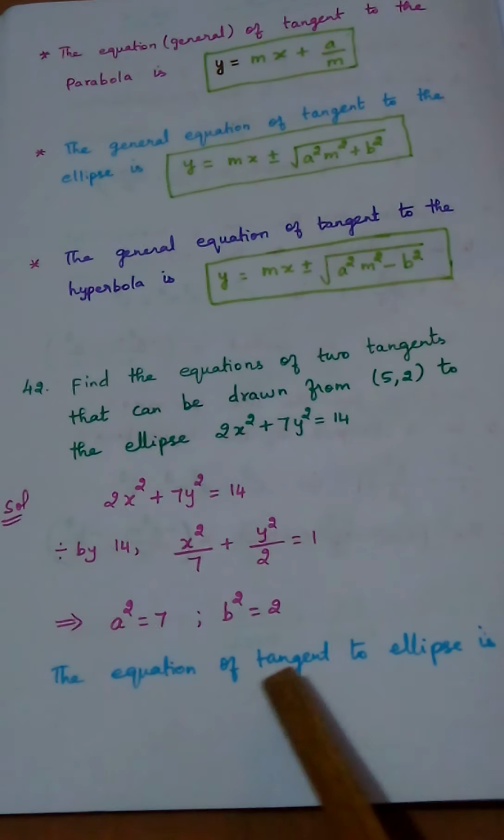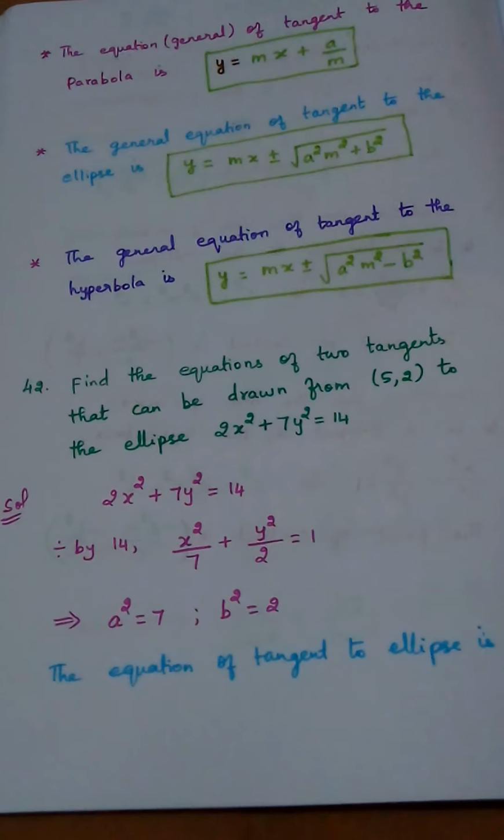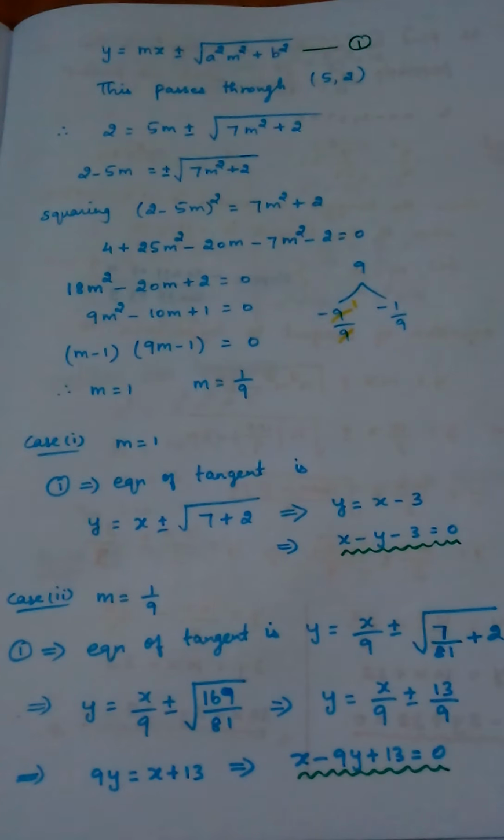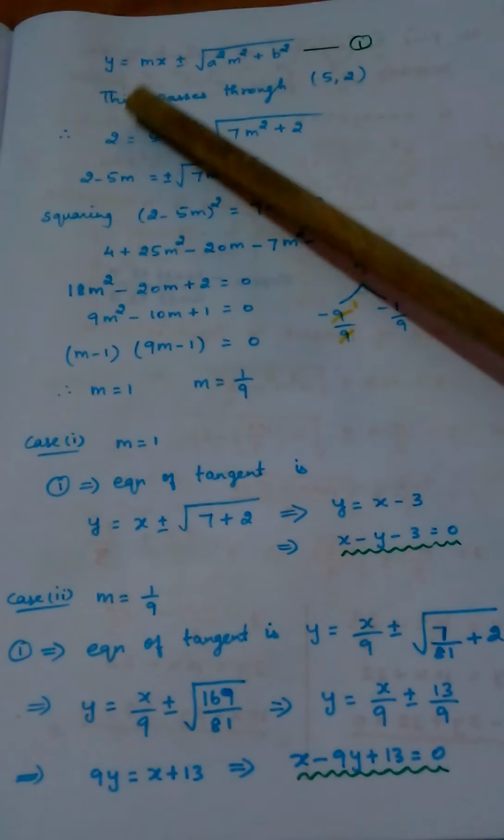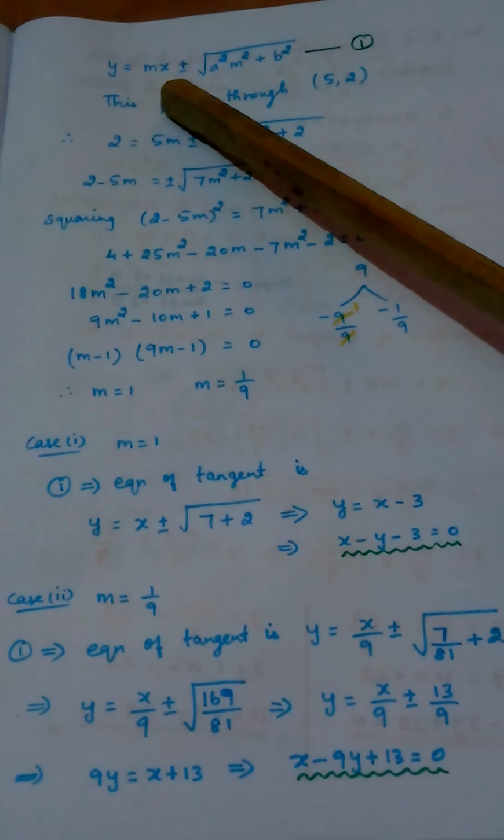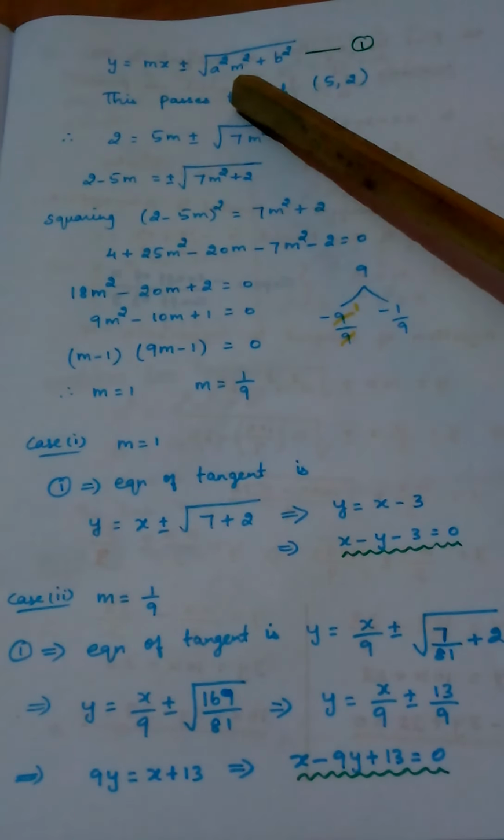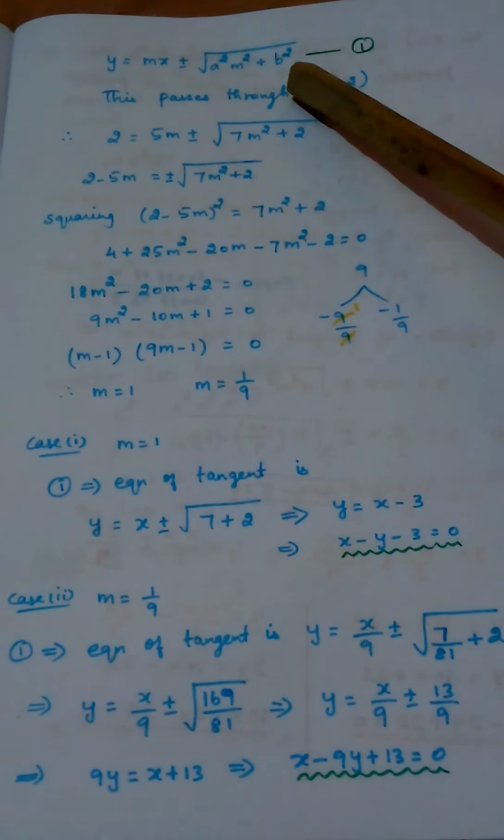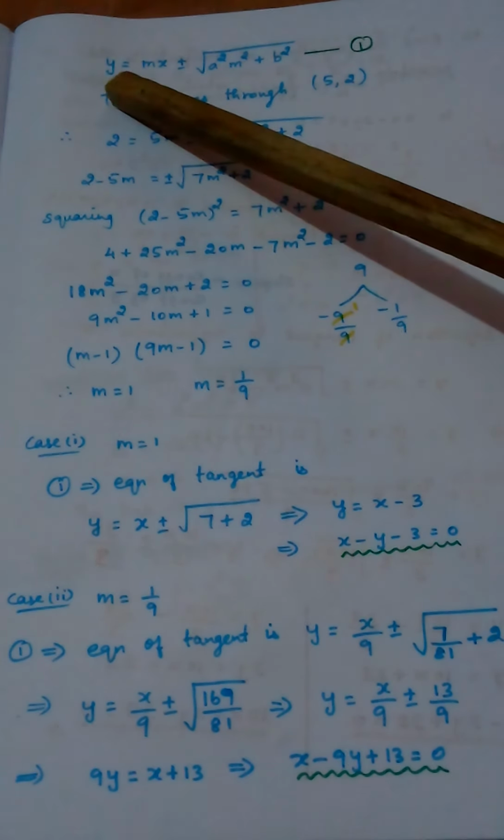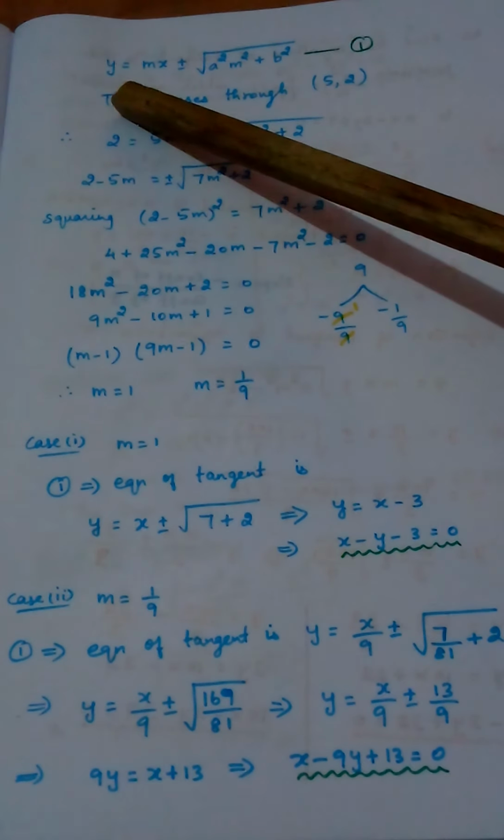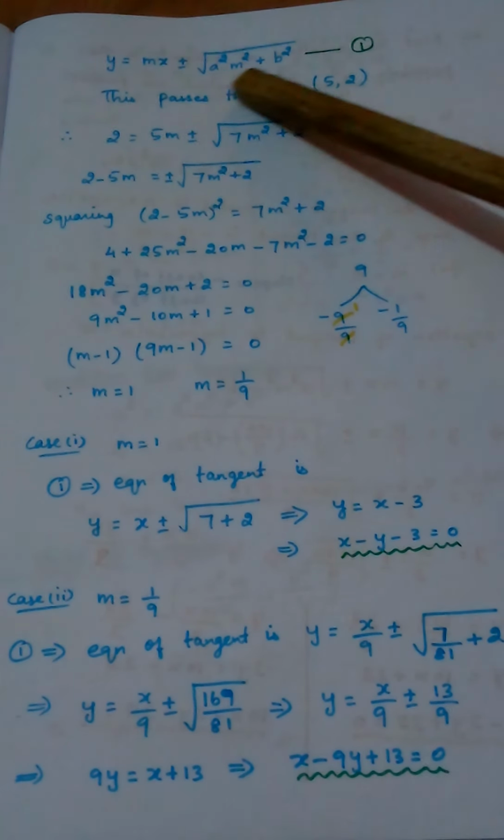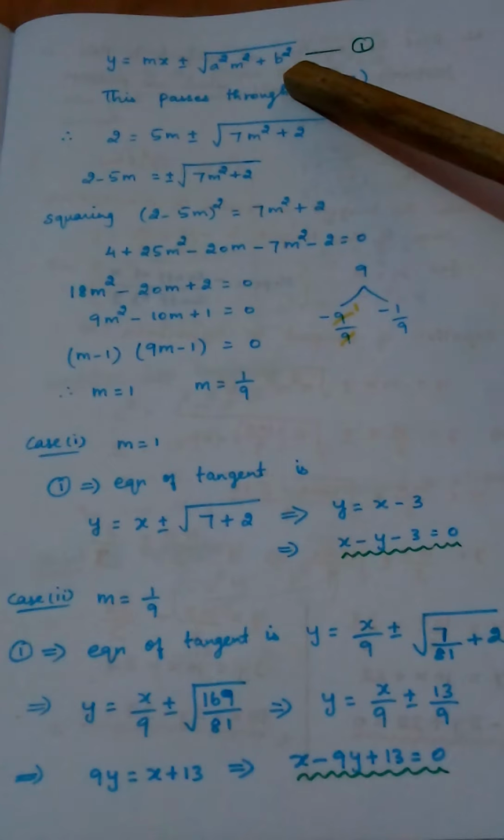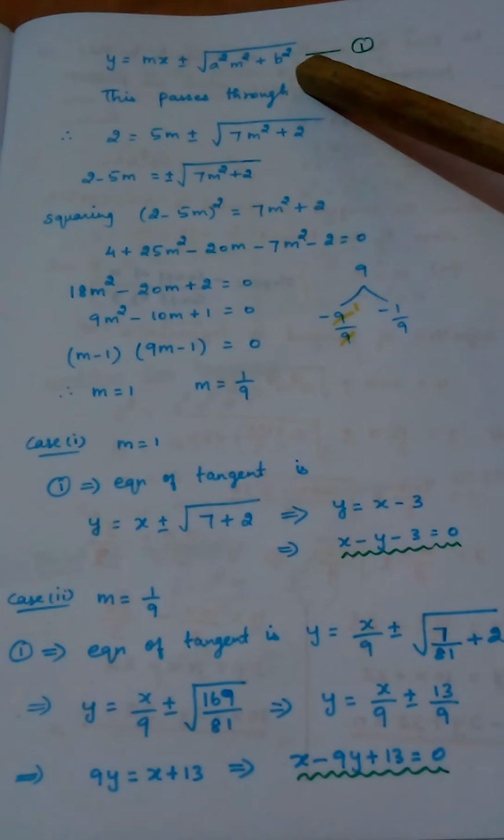So the equation of tangent to the ellipse is given by, can you tell what is the formula that we have seen now? The general equation of tangent to the ellipse, can you remember? Just tell. So this is the equation: y = mx ± √(a²m² + b²). In the previous class only we have seen this formula. This is nothing but the equation of tangent to the ellipse.